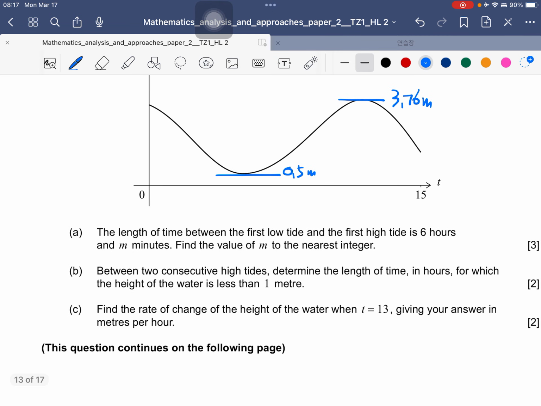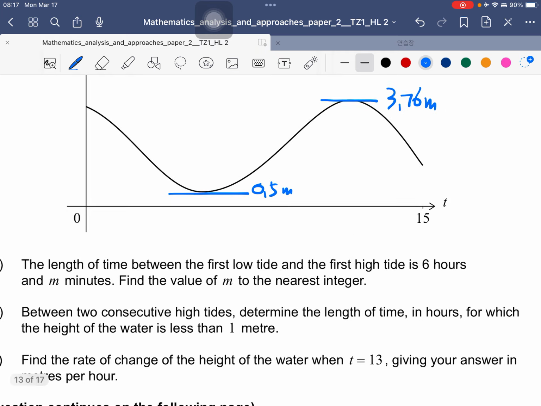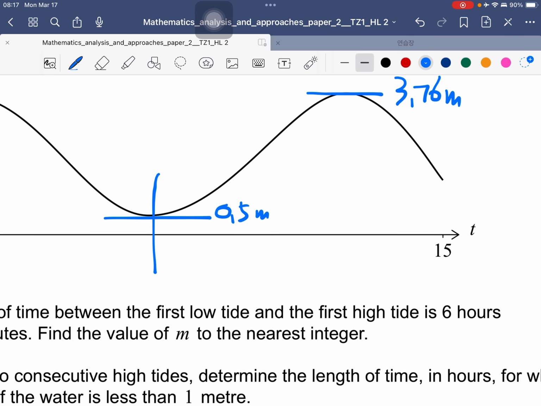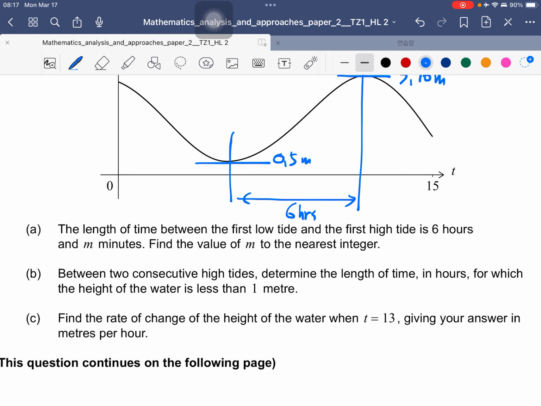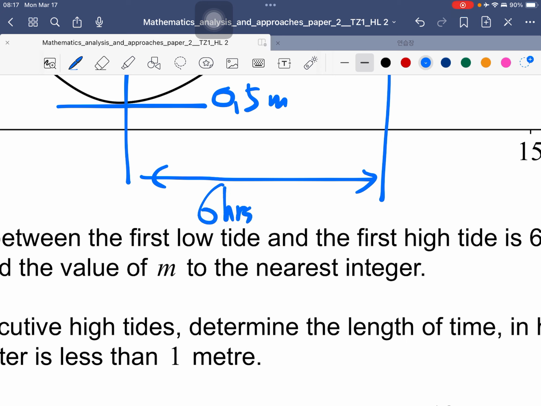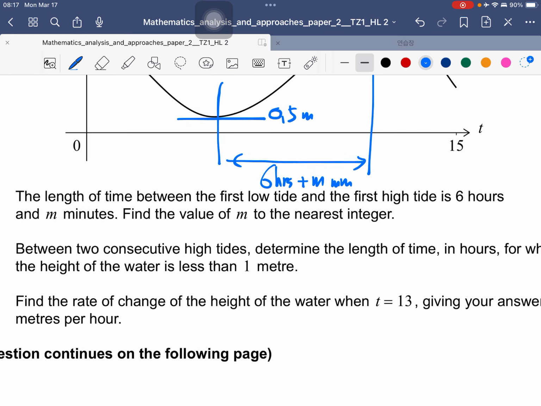Question number 8: the length of time between the first low tide and first high tide is 6 hours plus m minutes. So from here to there, the length of time is 6 hours plus m minutes. Find the value of m to the nearest integer.